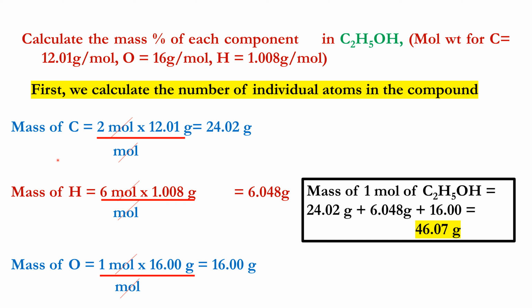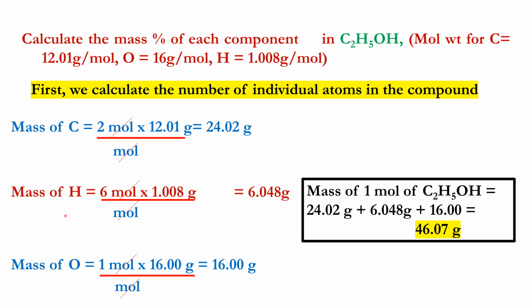So mass of carbon is equal to 2 mole multiplied by 12.01 gram. This 2 mole, we got it from here because there are 2 atoms of carbon. This is the molecular weight for carbon, which is given. And then we have written the gram per mole, which is the unit for molecular weight, as gram divided by mole so that units can cancel out. So this mole will cancel this mole, and we will get that mass of carbon is equal to 24.02 gram.